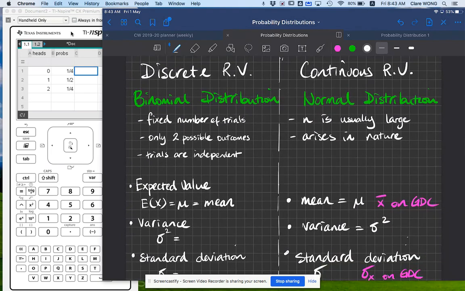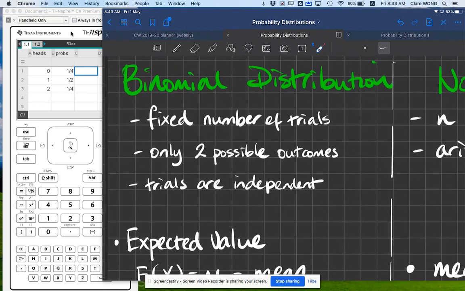Now let's go into discrete variable and continuous random variable. So I'm writing RV, so random variable. The two that we have done in lesson is binomial distribution and normal distribution. So some of the properties about the distribution that you need to remember.